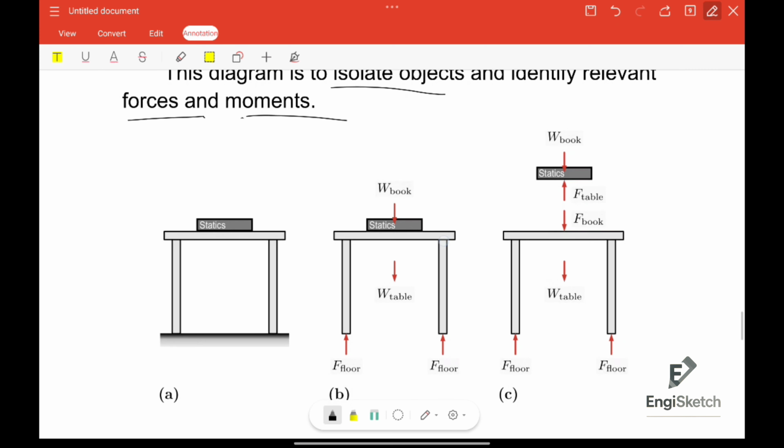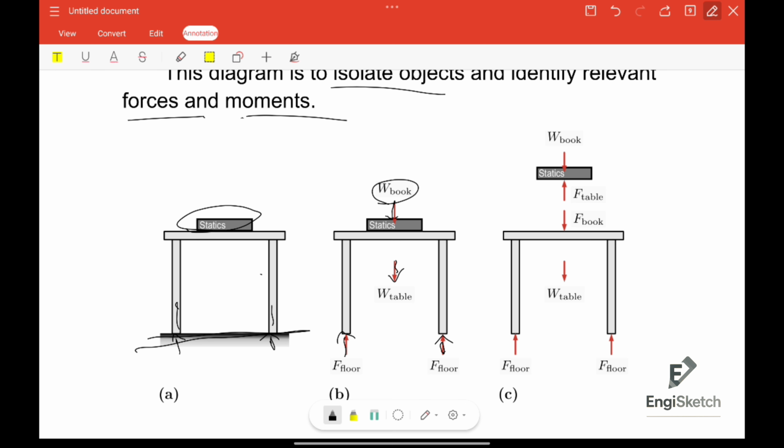So we have this example. We have, let's say, a book and a table. So they are together like this. When we want to identify the relevant forces, we have the weight of the book, also we have the weight of the table, and we have the forces from the supports that come from the floor. As we know, here we have a floor and we have the columns of the table. So we have forces here pushing the table upward in order to stay stable. So this is the first free body diagram, and then we have the second free body diagram.